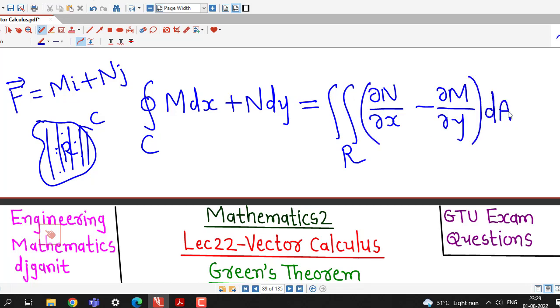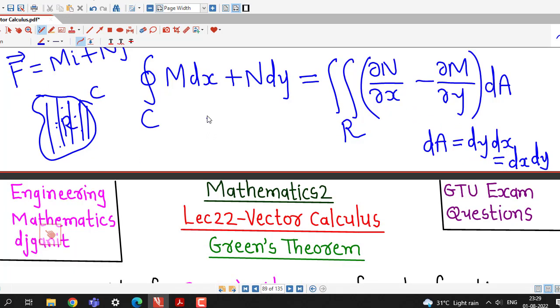dA can be dy into dx or dx into dy according to our choice. It is our decision whether we want to integrate with respect to y first or with respect to x first. And here we are asked to verify Green's theorem.